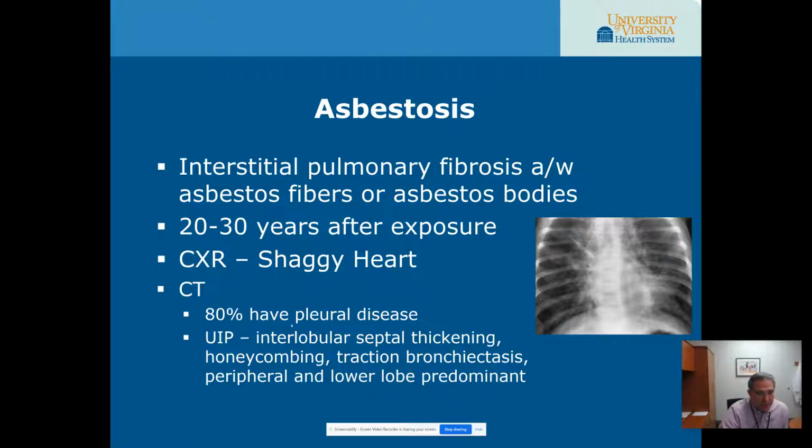On CT, pleural disease is common. So if you have asbestos interstitial lung disease, it's common to also have the pleural plaques. And again, it's more of a UIP type pattern where you have intralobular septal thickening, lower lobe predominant honeycombing.